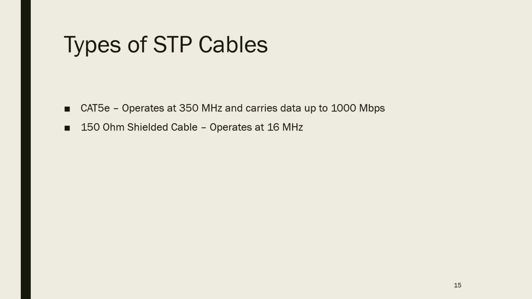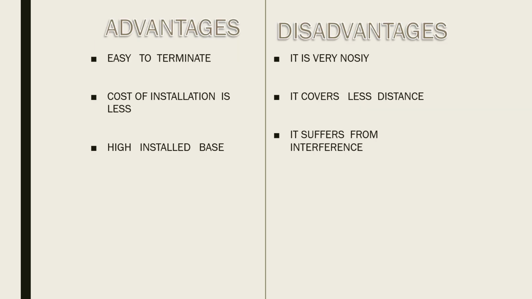A type of STP cable is Cat 5e, which provides speed up to 1000 Mbps and has a resistance of 150 ohms. Advantages: they are easy to terminate, cost of installation is less, and there is a high installed base. Disadvantages: it is noisy, it covers less distance, and it suffers from interference.